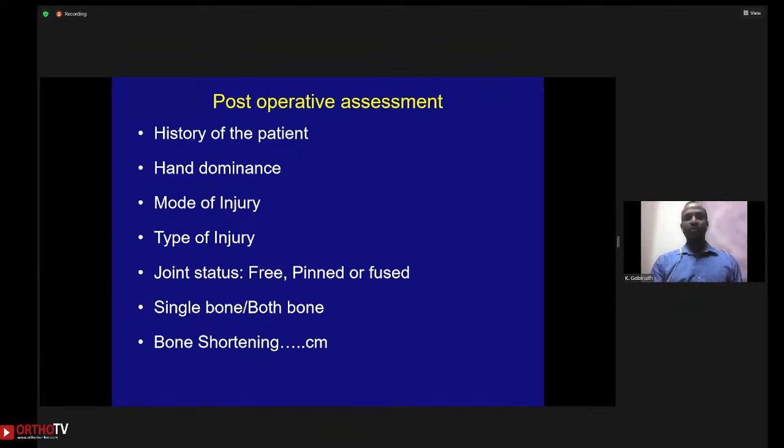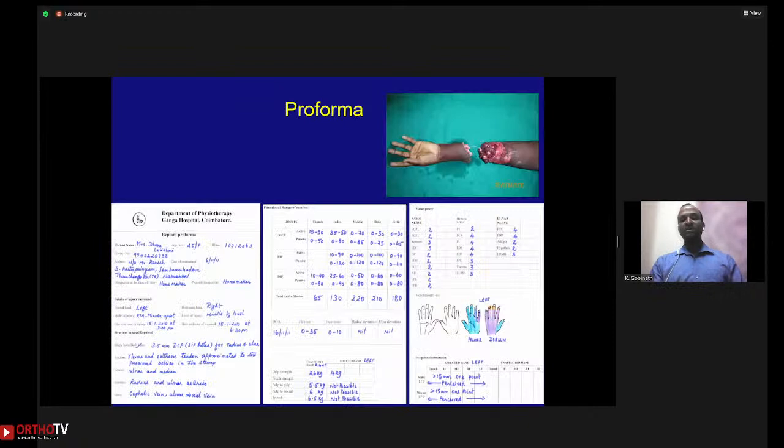We have to take a post-operative assessment from 3 months to 6 months, and it will be analyzed every 3 months. From the first visit, we have to get a detailed report of the patient's personal details, what structures were repaired, which tendons were injured, and what was not repaired. Then the range of motion, strength measurements, motor power, and the main thing, the sensory.